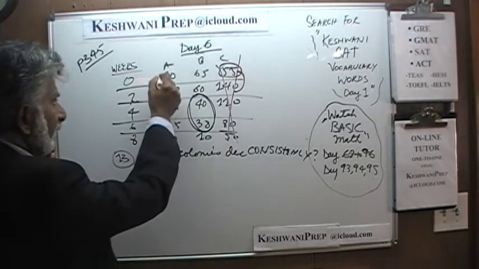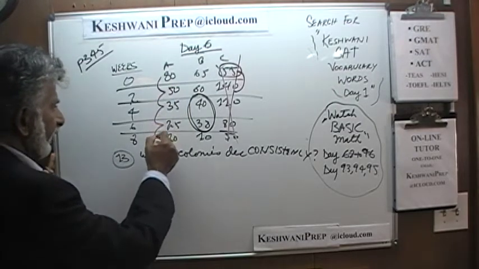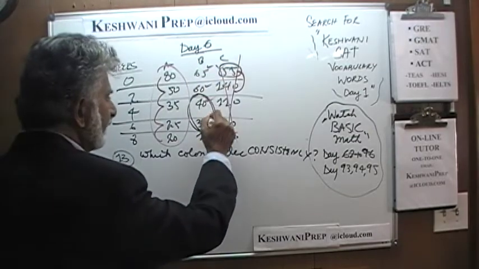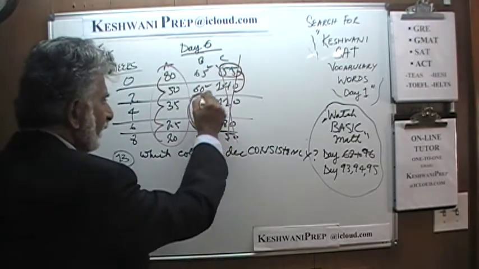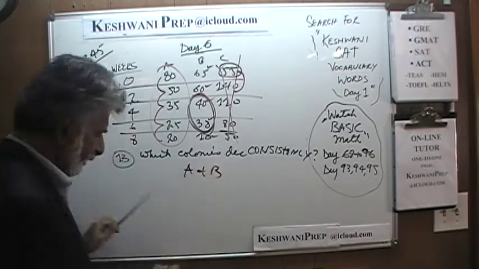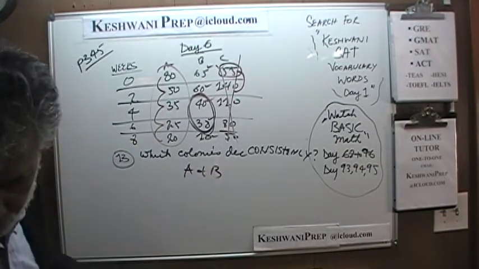A did drop: 80, 50, 35, 25. As you see, it works. And so does B: 65, 60, 40, 38, and 10. This is where you have to be careful. It does drop. So that's it. The answer is A and B. Two colonies, A and B, drop consistently.